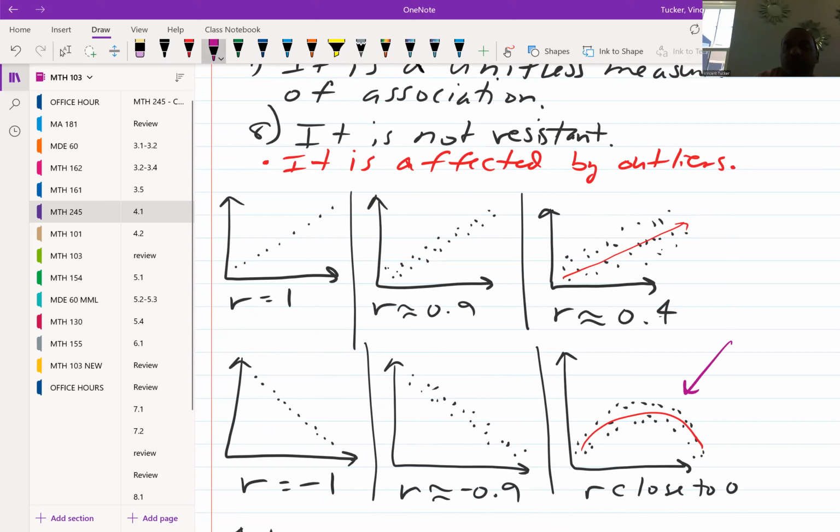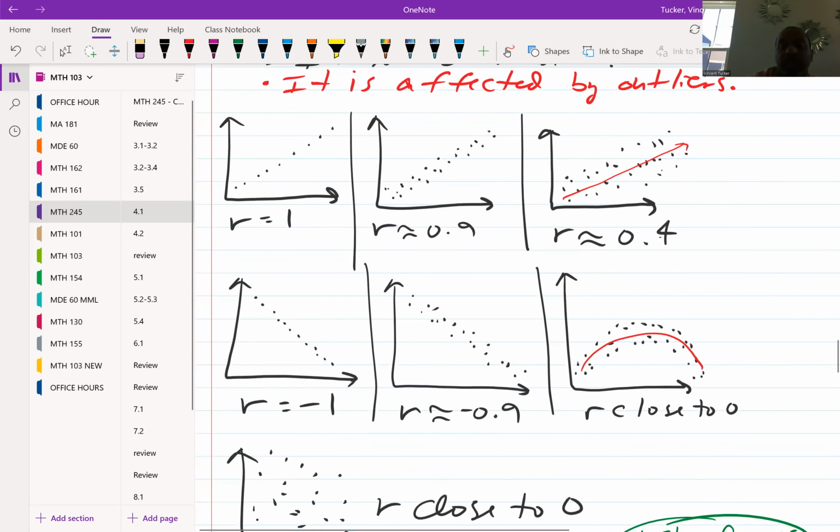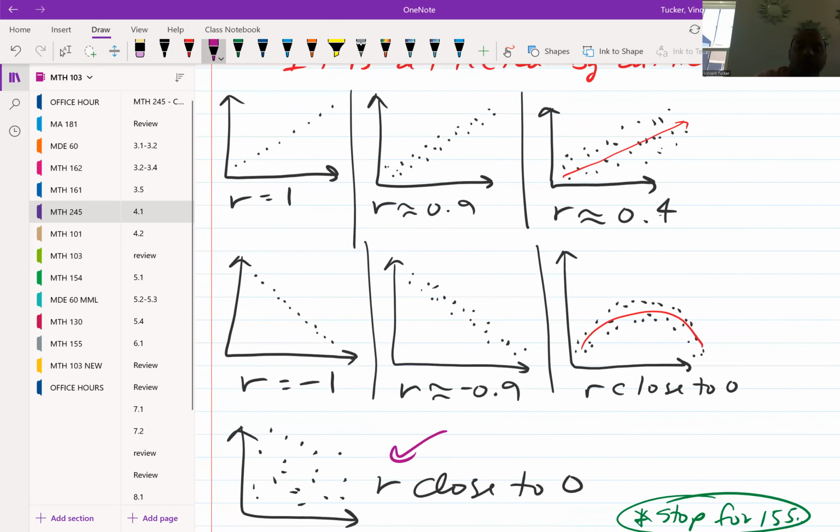This sixth one, r will be close to 0, but there's still a pattern. It's just not a linear pattern. And we said that just because it's not linear doesn't mean that it doesn't have a pattern necessarily. It's just not linear. And then here, r is close to 0, and there's no pattern at all.